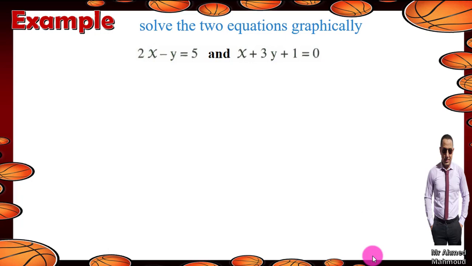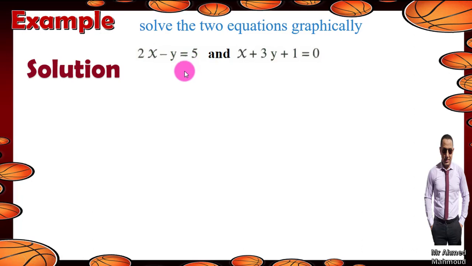We are going to represent the first equation graphically in the form of a straight line, because this is a first degree equation, and represent the second equation also graphically, because this is also a first degree equation, and then we are going to find the point of intersection between the two straight lines. Okay, we are going to start with the first equation, 2x minus y equal 5.